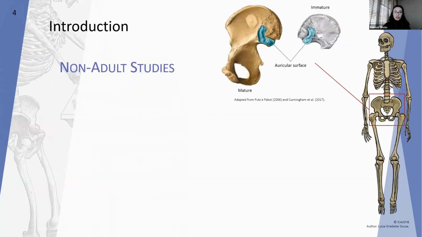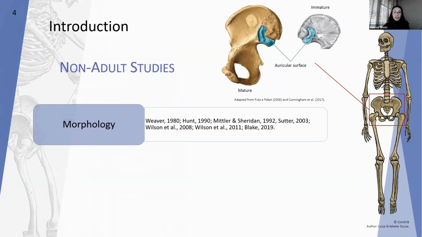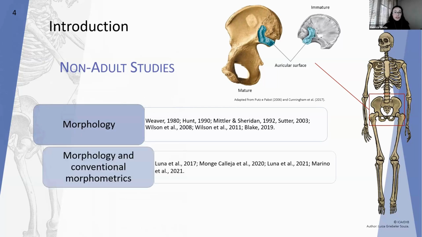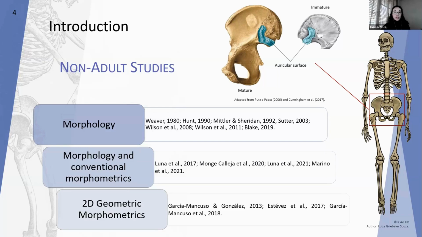Non-adult sex estimation through the auricular surface can be divided into three categories. The first focuses on visually assessing the auricular surface anatomical features. The second involves combining conventional morphometrics with morphology. And finally, the third category applies two-dimensional geometric morphometrics to the partial outline of the auricular surface.